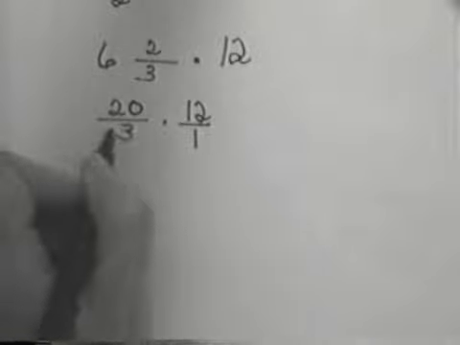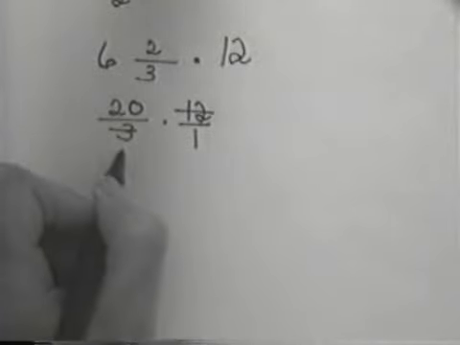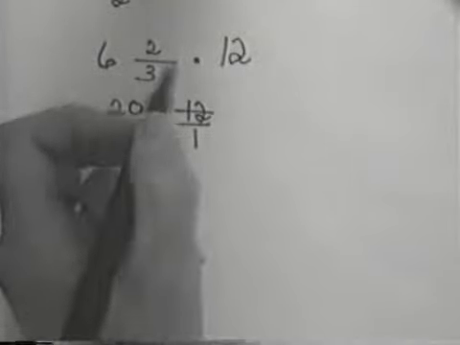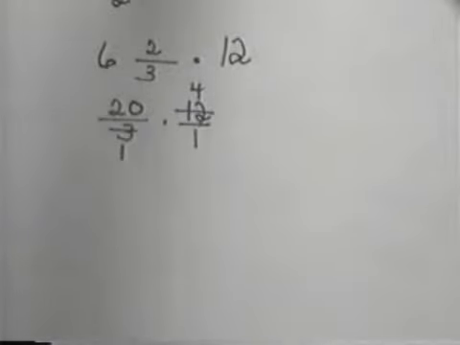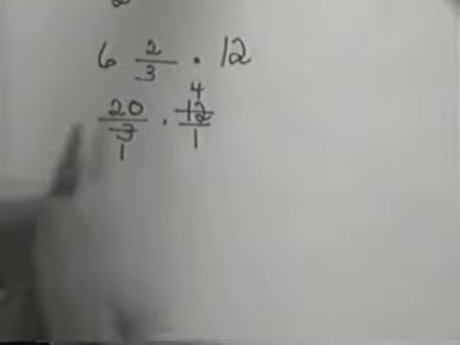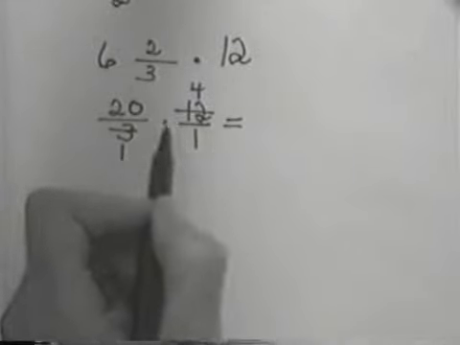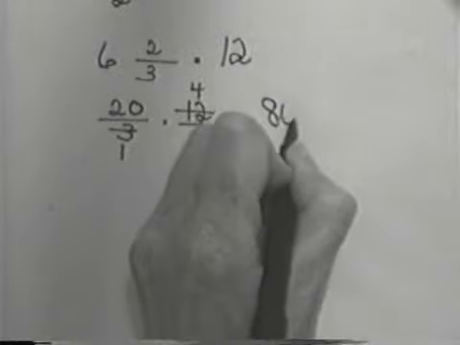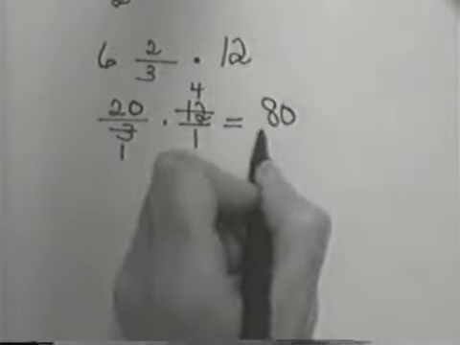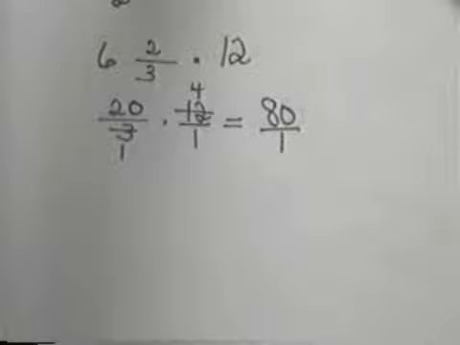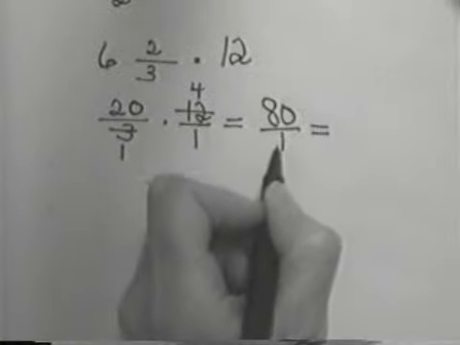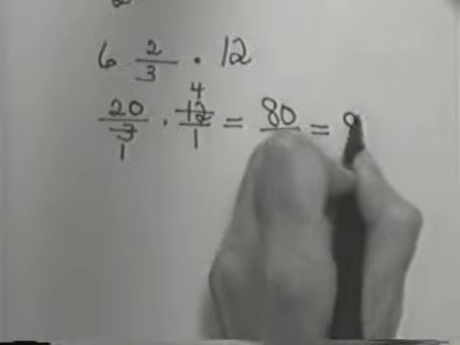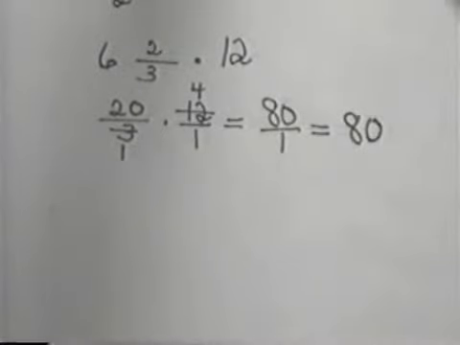We can reduce the 3 and the 12. 3 goes into 3 one time, 3 goes into 12 4 times. So if we multiply across, numerator times numerator, 20 times 4 gives us 80. 1 times 1 gives us 1. So we end up with 80 over 1. And we'd like to go ahead and say 1 will go into 80, 80 times. So our answer is 80.